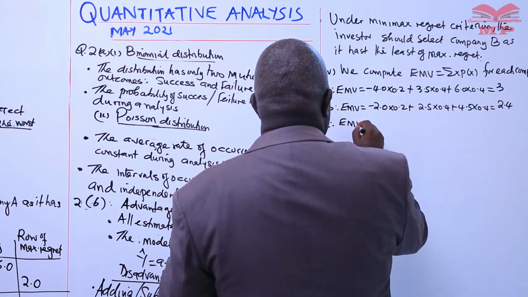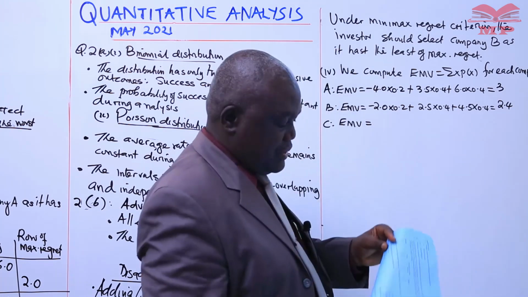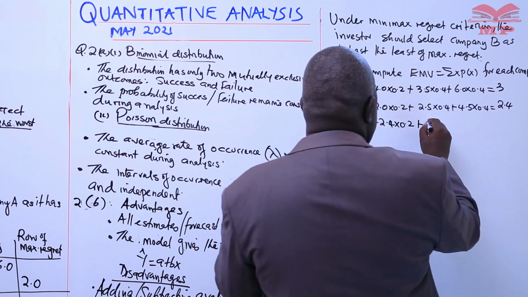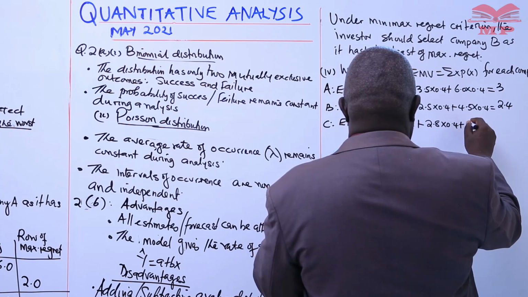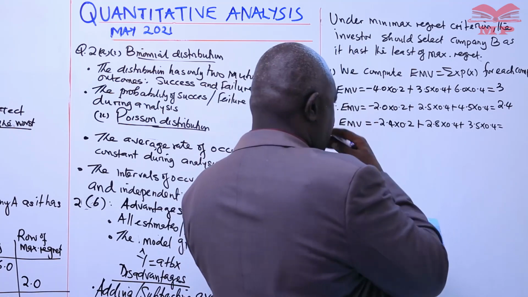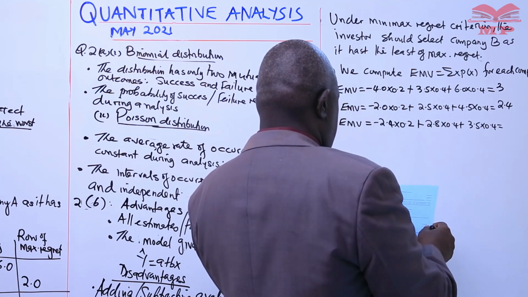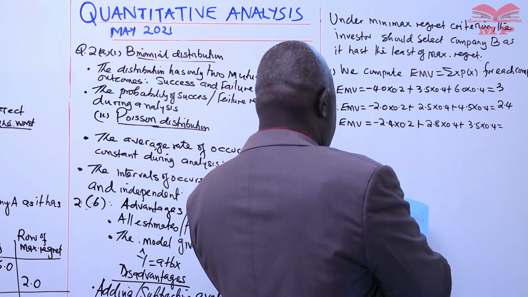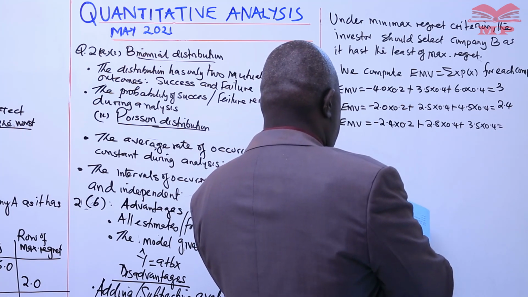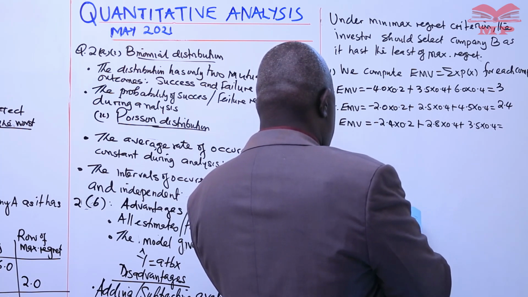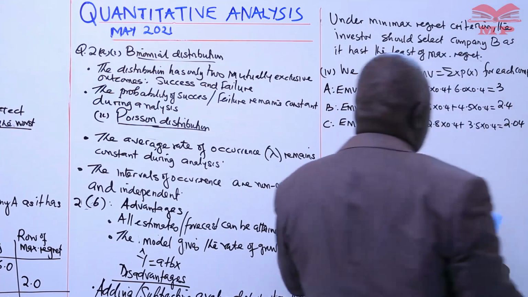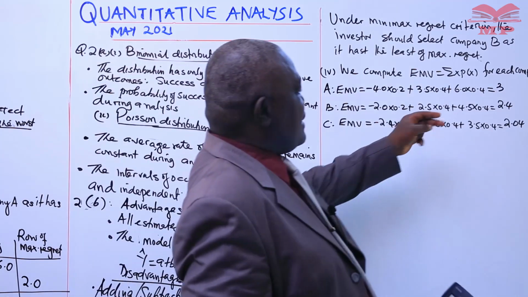C, EMV equals, the lowest there is negative 2.4 times 0.2 plus 2.8 times 0.4 plus 3.5 times 0.4, which should get us this. What do I get? I'll get 3.5 times 0.4 plus 2.8 times 0.4 minus 2.4 times 0.2, positive 2.04. So the highest under uncertainty is this.